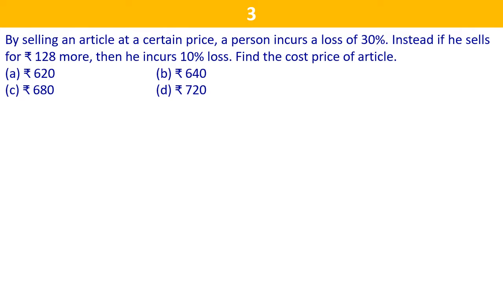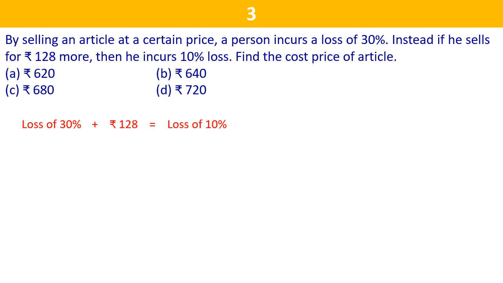Okay. Now, first of all, we should understand loss of 30% means what? Loss of 30% means selling at 70% of the cost price. And loss of 10% means what? It means he is selling at 90% of the cost price. So let us assume the cost price as CP. So if he charges rupees 128 more from the customer, then he will face only a loss of 10%. That is what is said in the question.